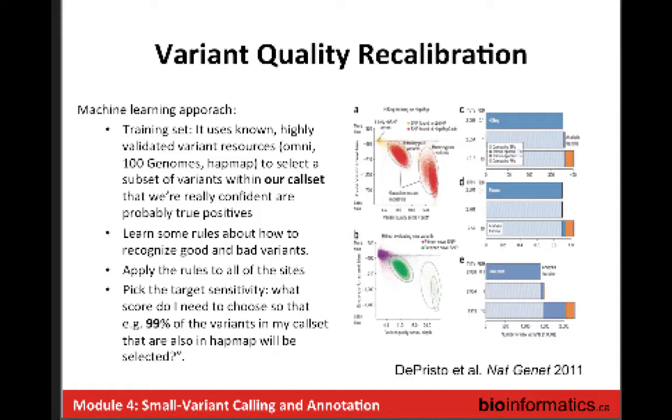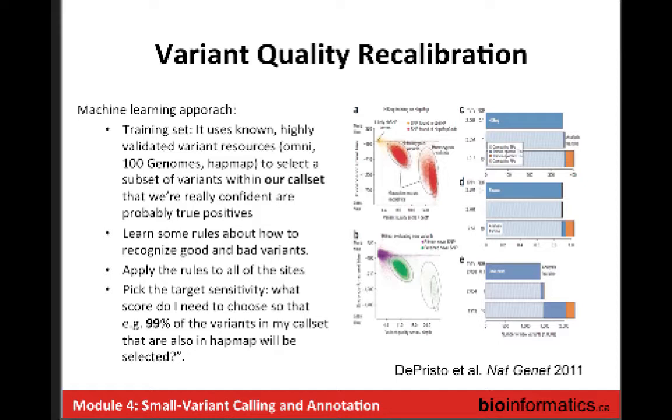So let me explain how variant recalibration works in more detail. You take your variant set. You take a set of highly validated variants, which should be the truth. Then you randomly select a subset of variants in your data that are found in this set of variants that you know are of good quality. This is your training set. With this call set, you learn the rules and the values of the different parameters to recognize, in your call set, the variants that are good and the variants that are bad.